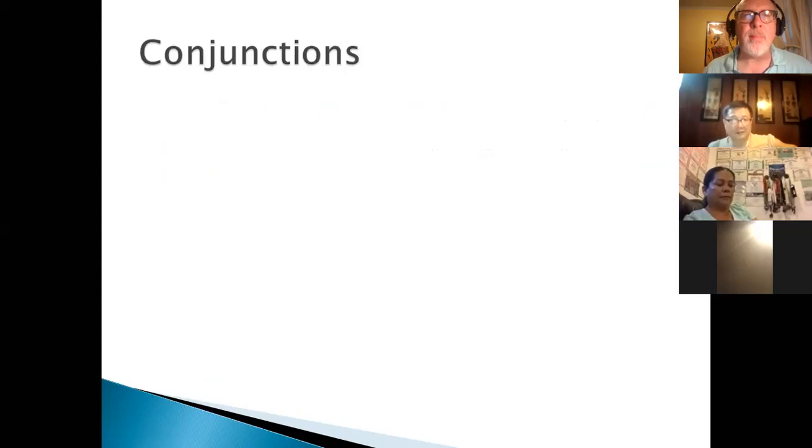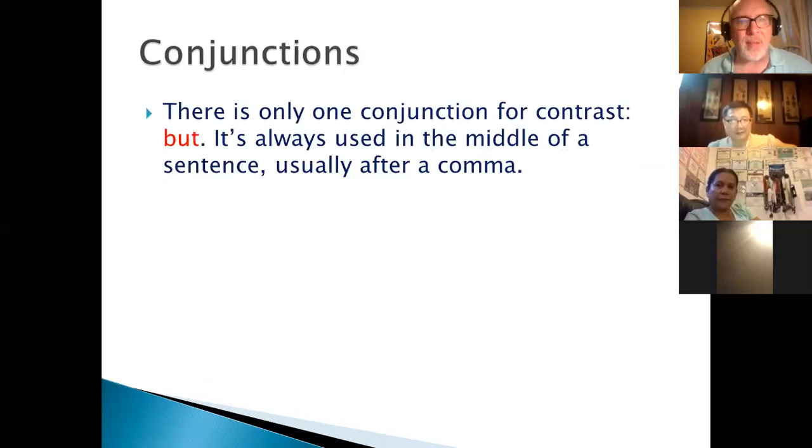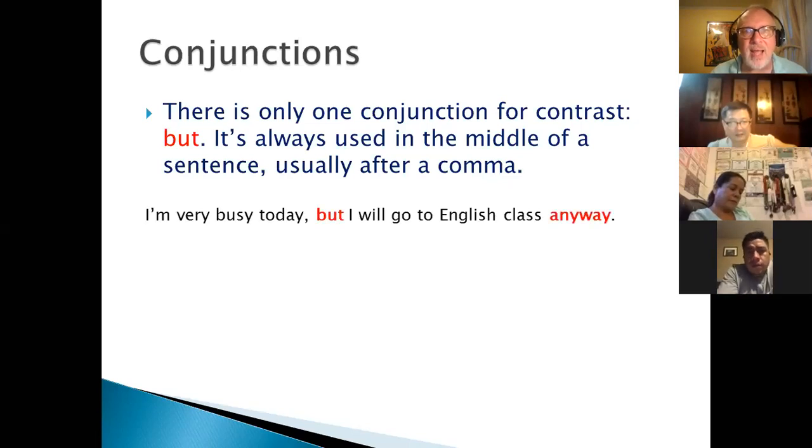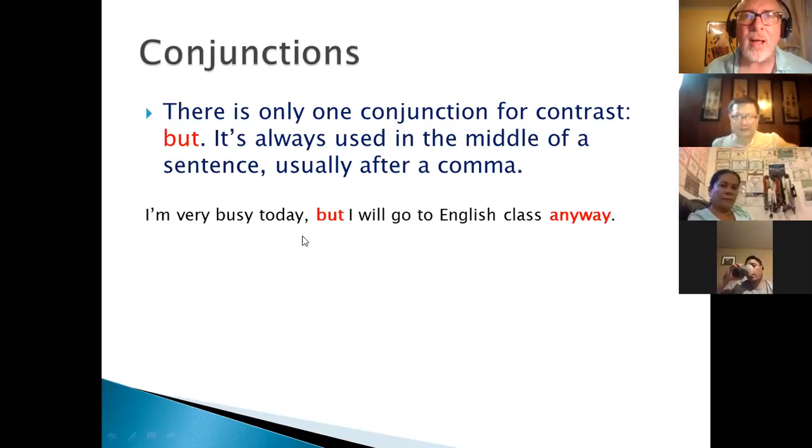Conjunctions, only one. We learned this one in level 1, but, right? When we make a contrast, we can use but. But and so are the opposites. I'm very busy today, comma, but I will go to English class anyway. Again, clause, comma, but, clause. Subject and verb, subject and verb.